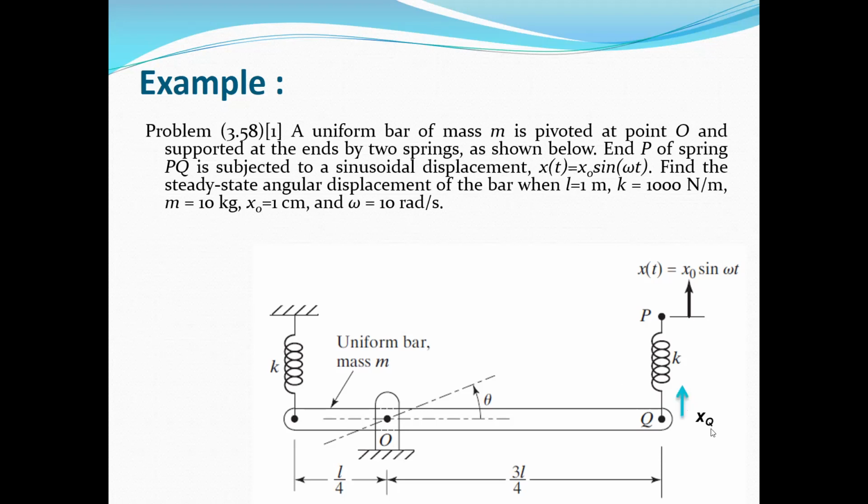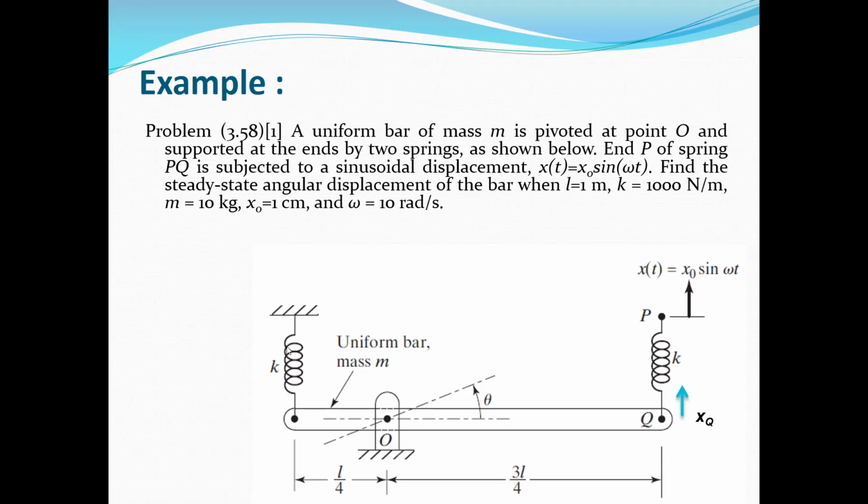Here we can assume that the displacement of point Q is xq and the displacement of point P is xt. So we can conclude that the displacement, or the elongation or reduction in the length of the spring PQ, is equal to xq minus xt or xt minus xq. And we can find the force in this spring, which is equal to K, the stiffness of the spring, multiplied by the deflection, which is xq minus xt or xt minus xq. It depends on the direction of the force.